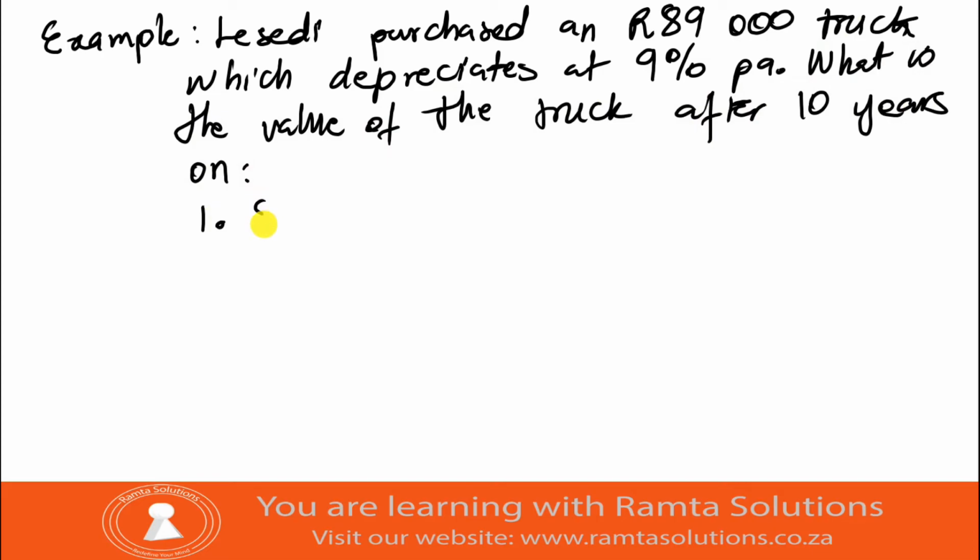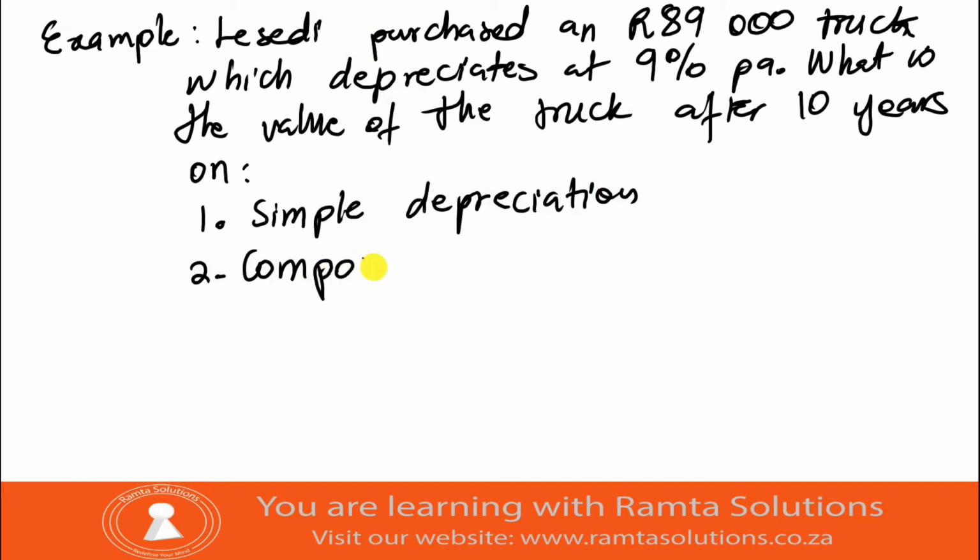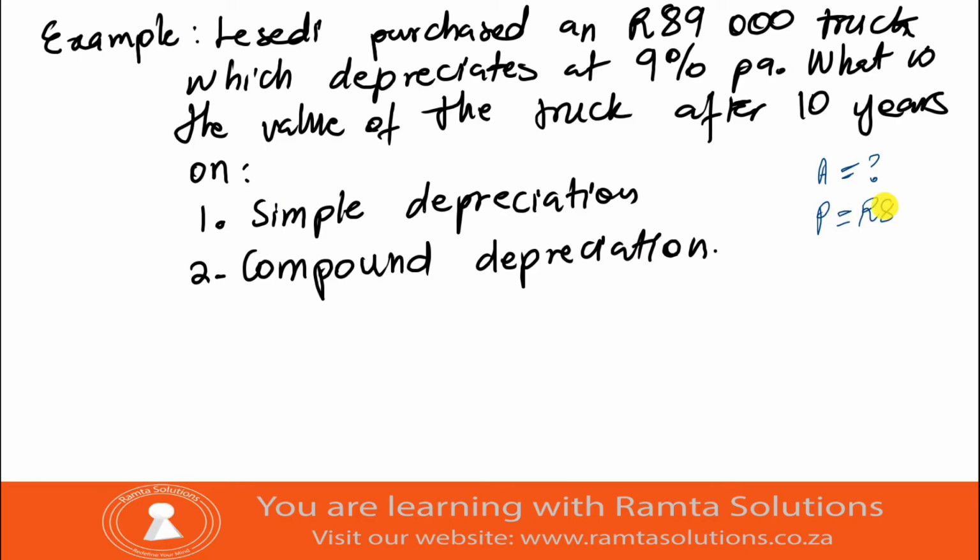One, on simple depreciation. Two, on compound depreciation. Remember, if they don't say compound, they can say reducing balance. Now, our data: A, we don't know what it is. Our P is 89,000 rand. Our I is 9%, which is similar to 0.09. Our N is 10 years.